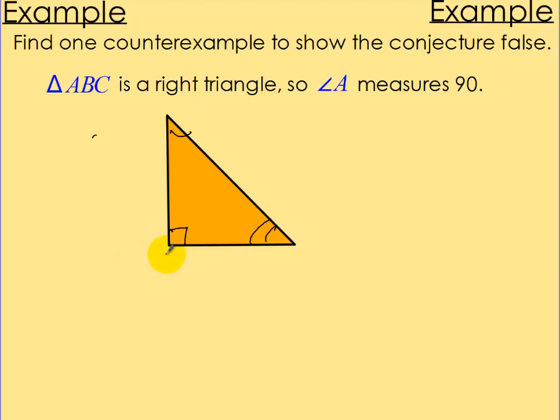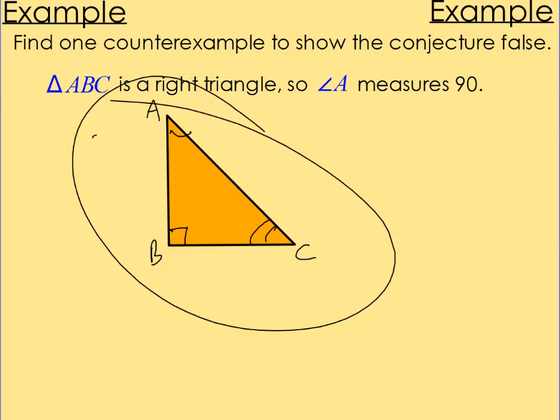Now, angle A measures 90 degrees. Well, this angle measures 90 degrees, but when I label a triangle ABC, it doesn't say which angle is A, B, and C. This could be A, and that would be 90 degrees. What if this was A, this was B, and this is C? Just because it's triangle ABC doesn't mean that the right angle is A. So there's an example right here. It could be B or C for that right angle. And that's it.